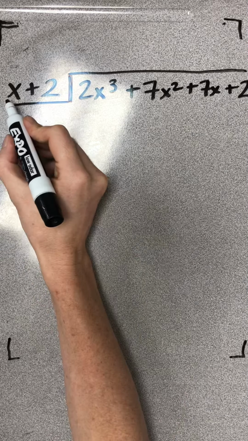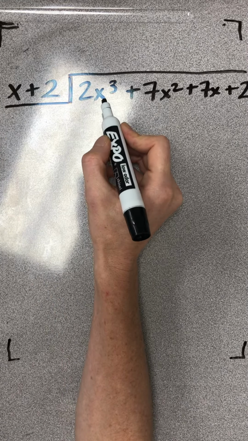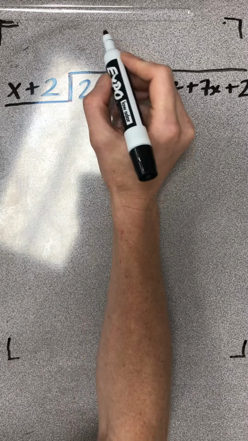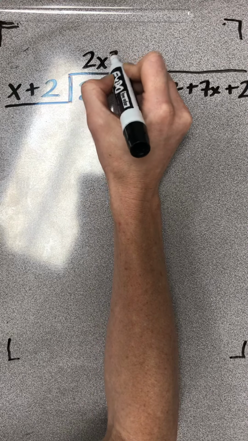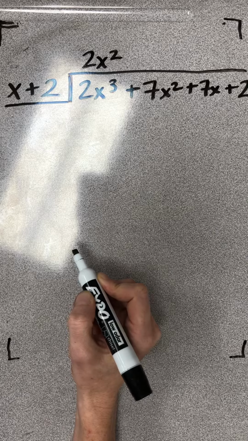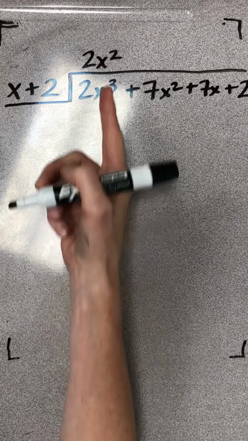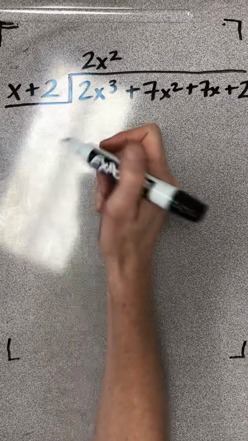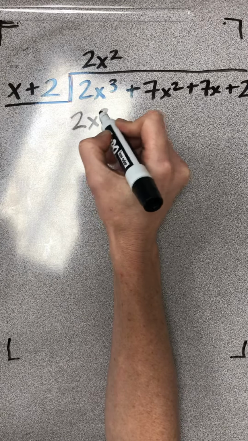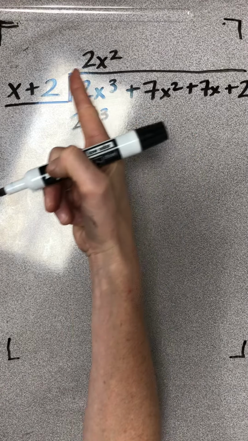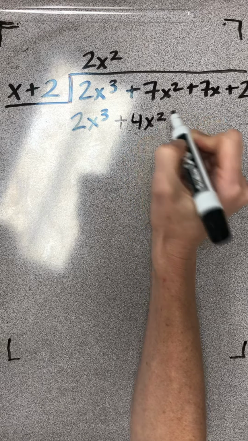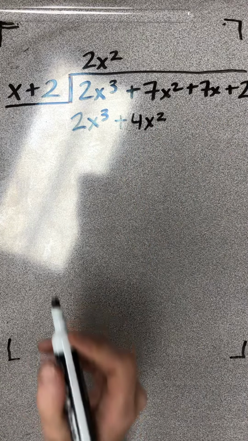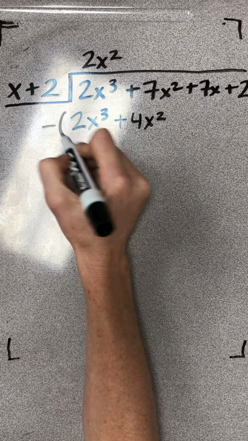I'm going to see how many times x goes into 2x squared. Well, it goes in 2x squared times. And then I just multiply. So 2x squared times x gives me 2x cubed. 2x squared times 2 gives me 4x squared. And now I'm going to subtract that whole thing.